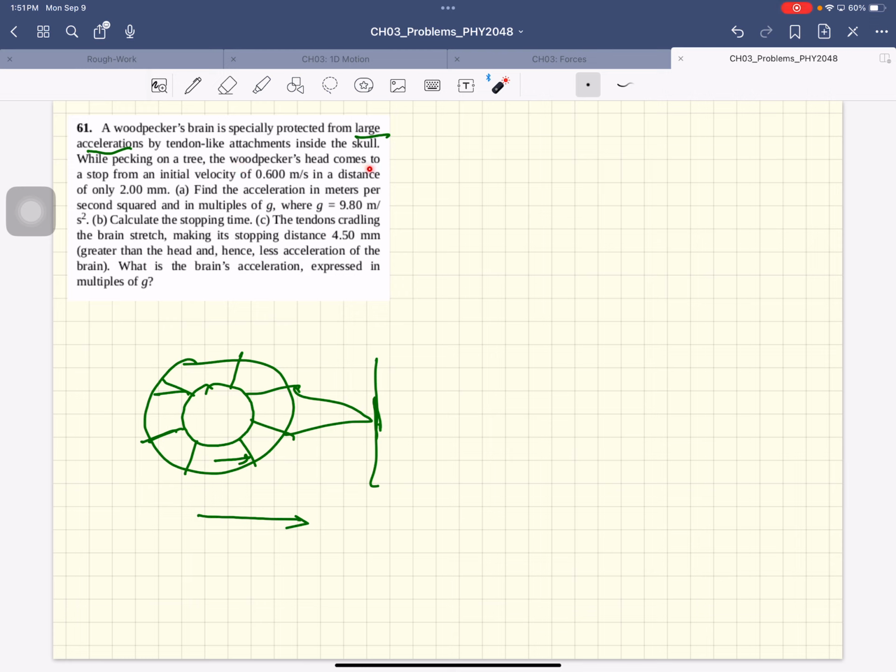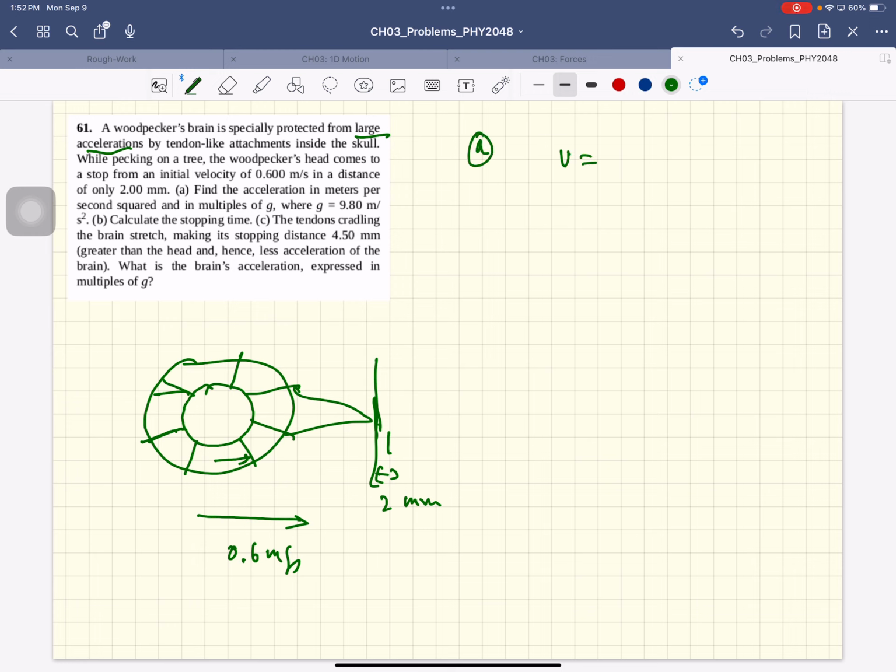The woodpecker's head comes to a stop from an initial velocity of 0.6 meters per second in a distance of only 2 millimeters. So when it's pecking, it's going at 0.6 meters per second, and the stopping distance is 2 millimeters. Find the acceleration in meters per second squared and in multiples of g.